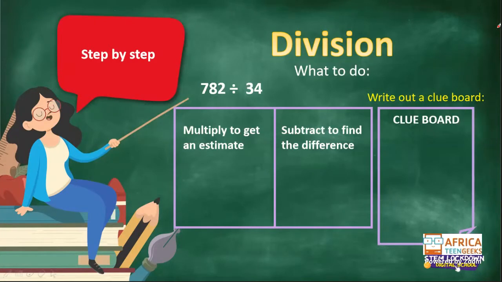There we go. In my clue board, and who was that? Sakura said clue board. Faith already told me the first thing I need to write in my clue board. And then, who was this? Monique said clue board. Yes, we write out our clue board. And what's the first thing I write? The easiest one, 34 times 10. 10 times 34. What's the next thing I write out in my clue board?